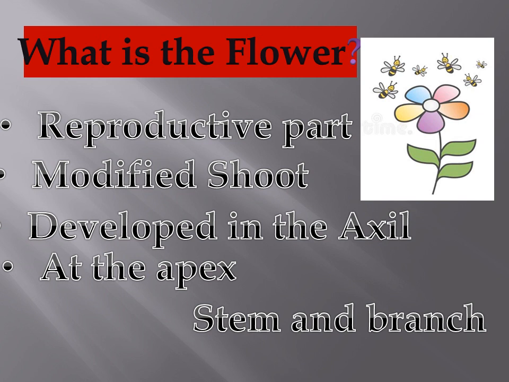The flowers are also produced in groups, which is called inflorescence. So inflorescence is the arrangement of flowers on the upper axis of the stem. The way in which the flowers are arranged on the stem is called the inflorescence.